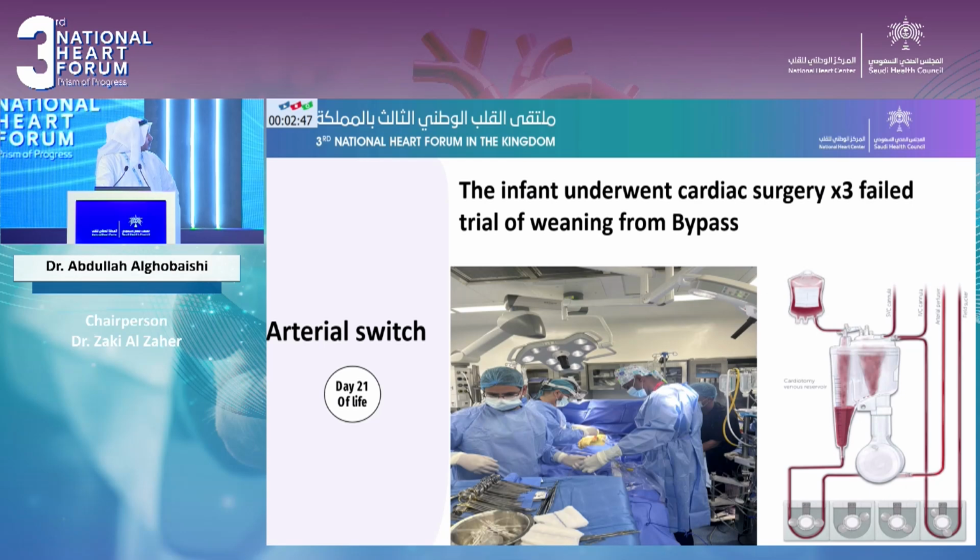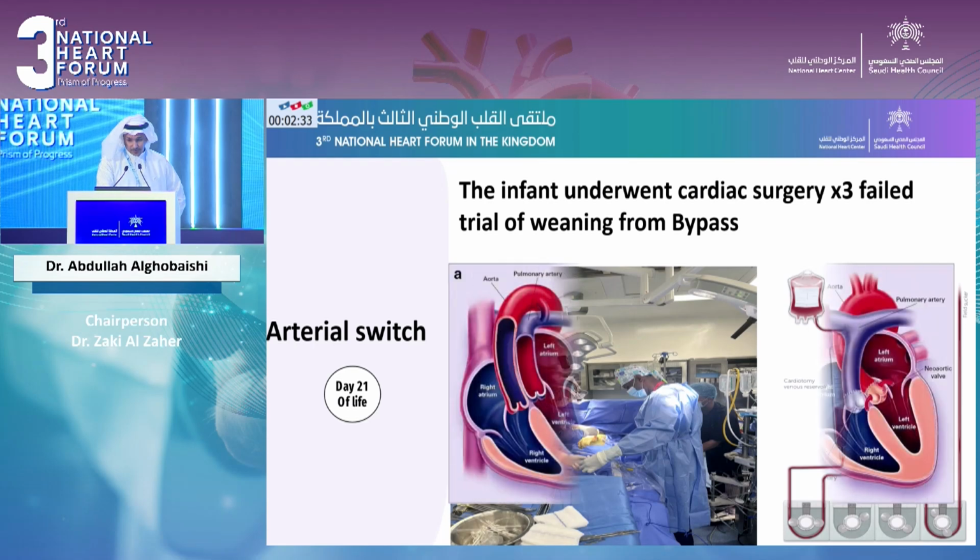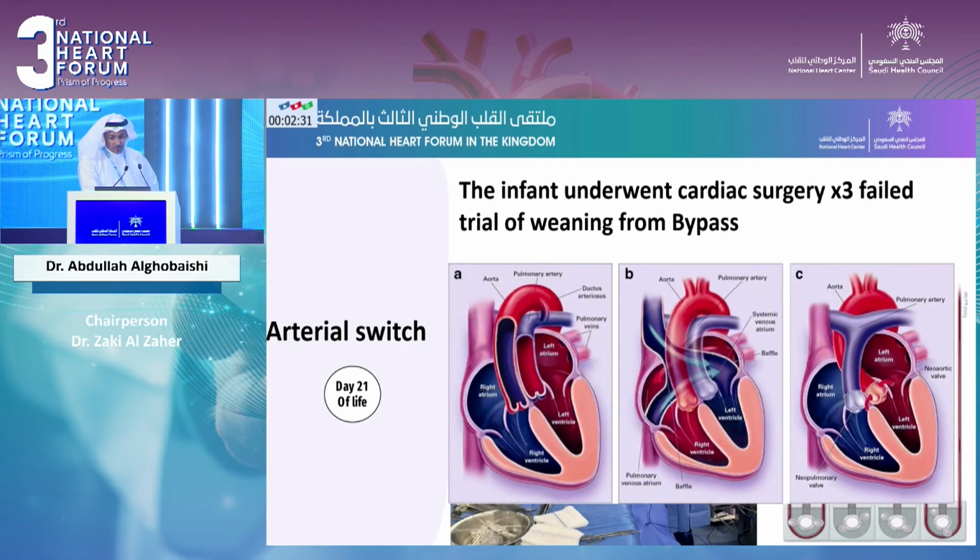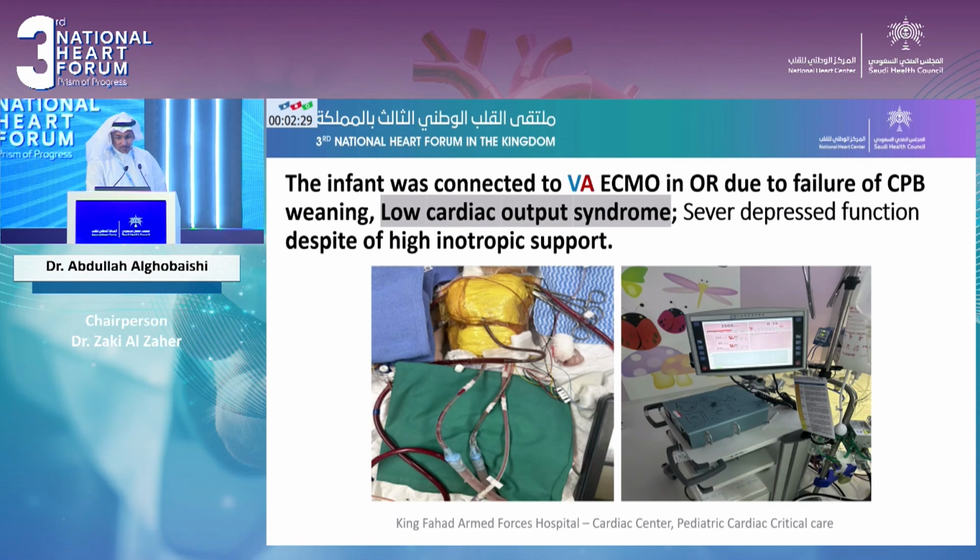So the patient underwent arterial switch by age of 21 days of life. But unfortunately, the patient had a long bypass with three failed trials of weaning from bypass. So the patient was connected intraoperatively to venoarterial ECMO due to failure of coming out of bypass and having signs of low cardiac output syndrome with severely depressed function and even high lactate, despite high inotropic support.